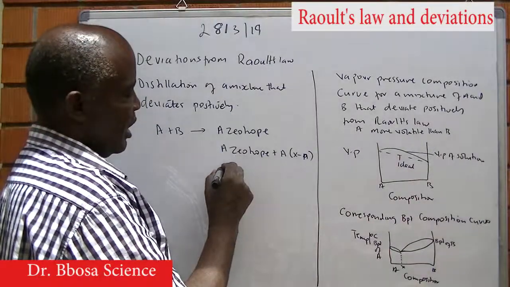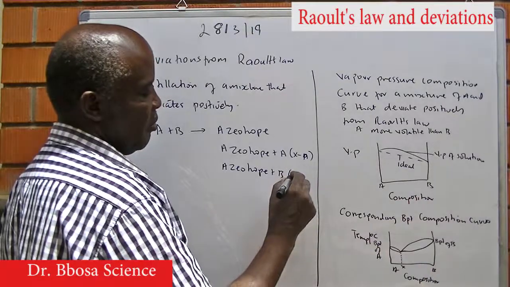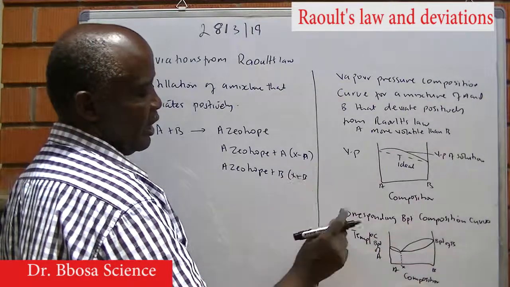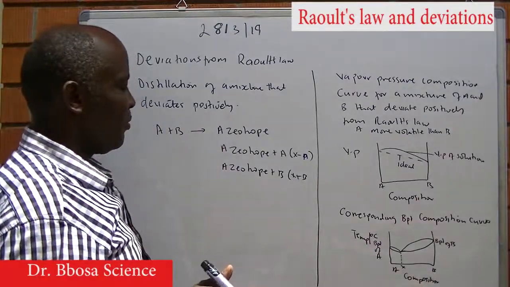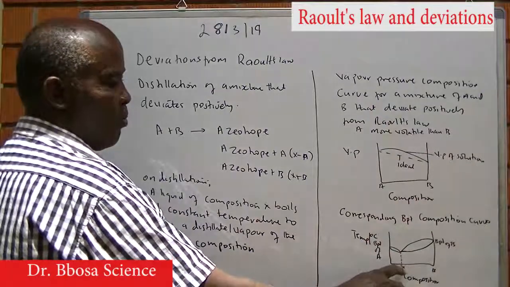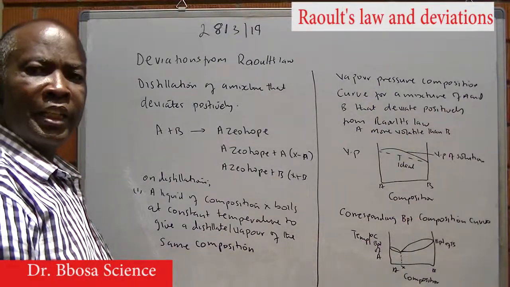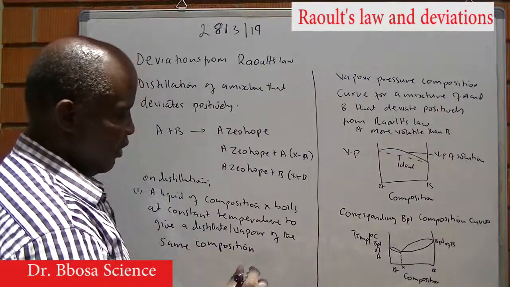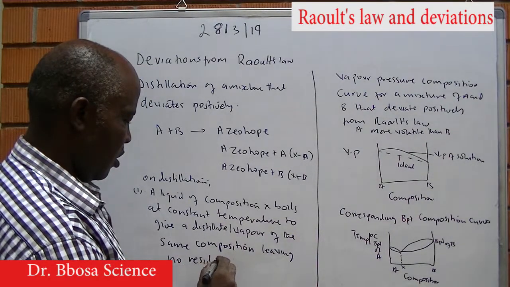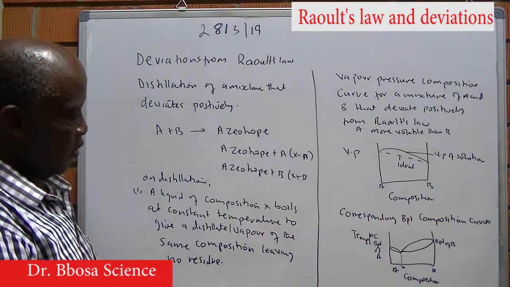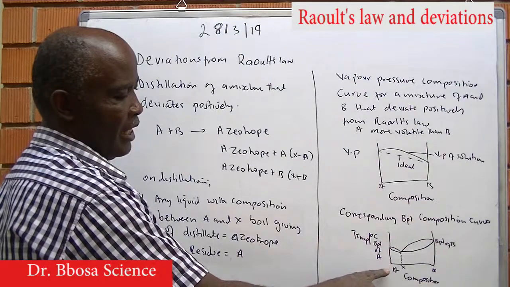Or we can have an azeotrope plus B, between X and B. Between X and B, this mixture here contains an azeotrope and B. At X, we only have an azeotrope. So what happens on this distillation is that a liquid of composition X will boil at a constant temperature to give a distillate or a vapor of the same composition, leaving no residue. In a positive deviation, the azeotrope has got a lower boiling point than either A or B.